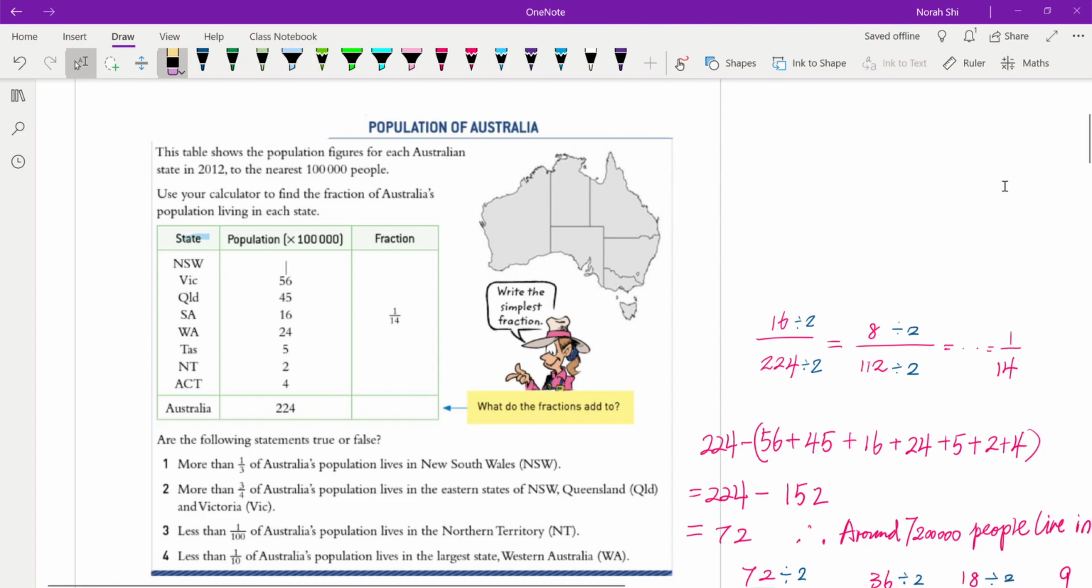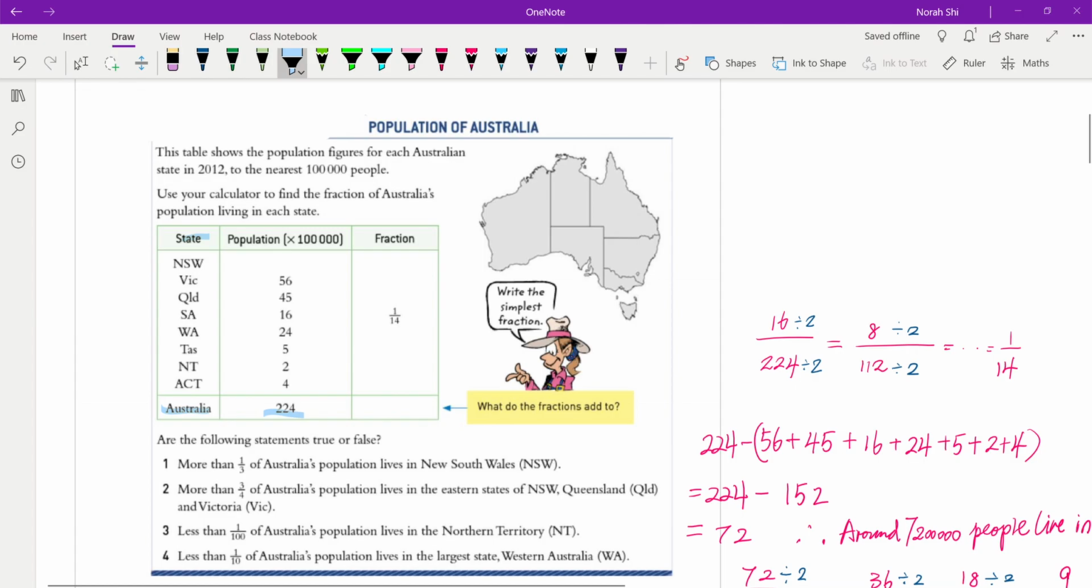Now, as we can see, there are 3 columns in the table, and the first row indicates the content of each column: state, population of the state to the nearest 10,000 people, and the fraction of Australia's population living in that particular state. The last row has been separated from the rest of the table. Australia, 224. What does that mean? The total population living in Australia. Yes. And we are going to use this several times to answer the following questions.